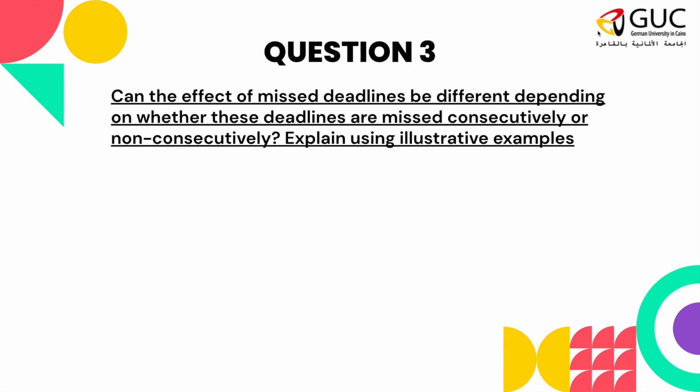Can the effect of missed deadlines be different depending on whether these deadlines are missed consecutively or non-consecutively? And explain using illustrative examples. So actually we want to see, if I have, for example, a weakly hard real-time system, and I need to meet, for example, 4 out of the 10 deadlines, will it differ if I meet the 4 consecutively or non-consecutively? And actually missing consecutively or non-consecutively, let's see.